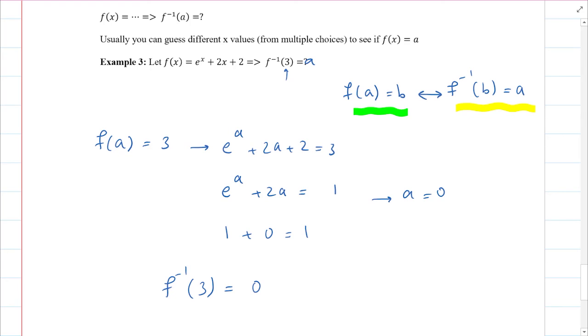These are the 3 types of questions that you can potentially get when it comes to inverse functions.